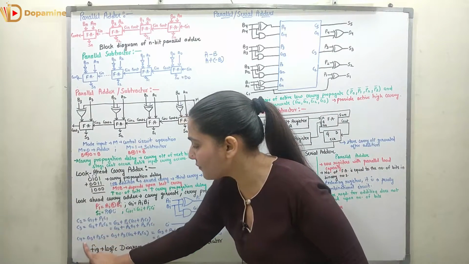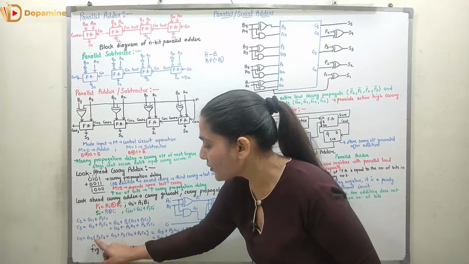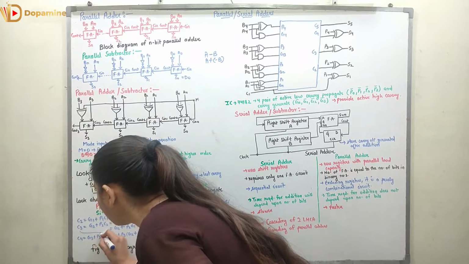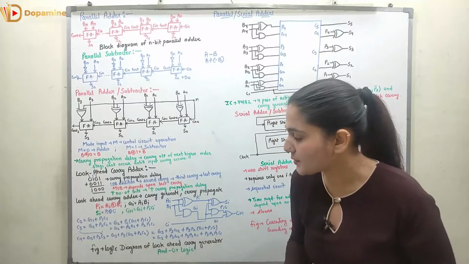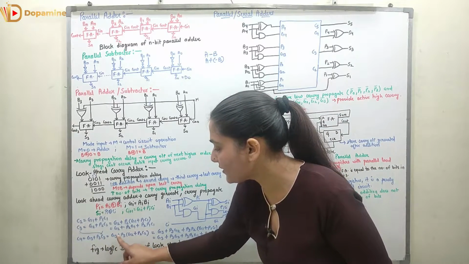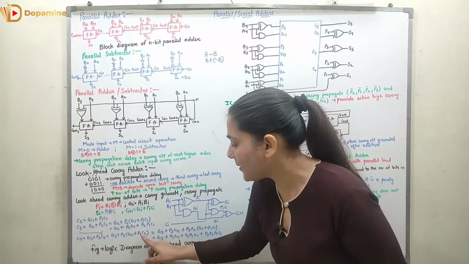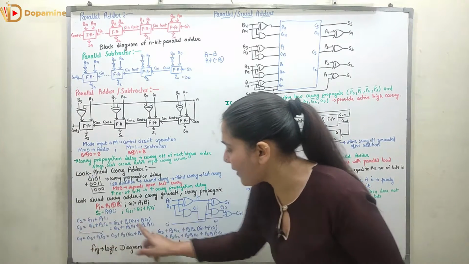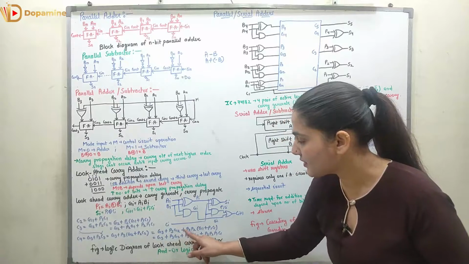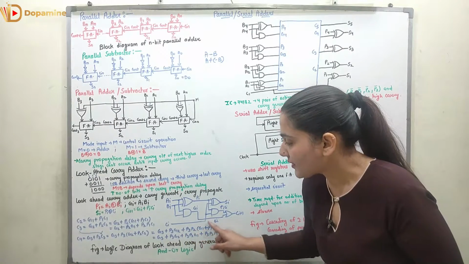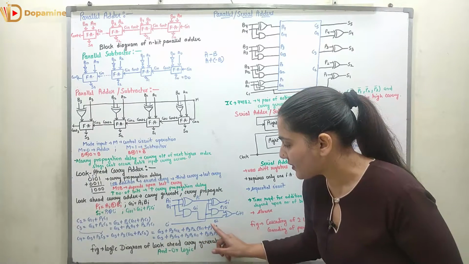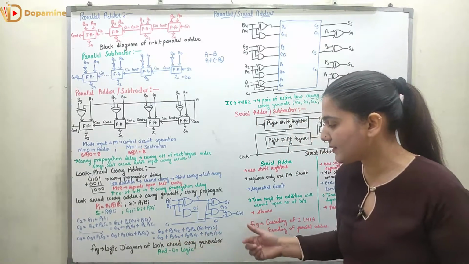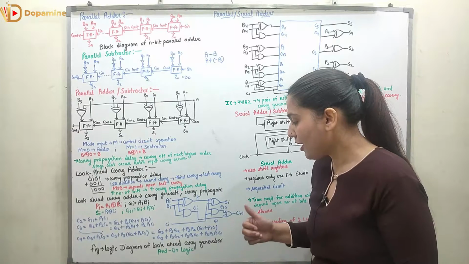Similarly, I can get C4 which is G3 plus P3 C3. So now here I will put the value of C3 from here. So C3 is substituted over here. When you substitute the value of C3, you will get G3 plus P3 G2 plus P3 P2 C2. Right, again I know what is the value of C2, it is G1 plus P1 C1, I will substitute. So now you can get it as G3 plus P3 G2 plus P3 P2 G1 plus P3 P2 P1 C1.